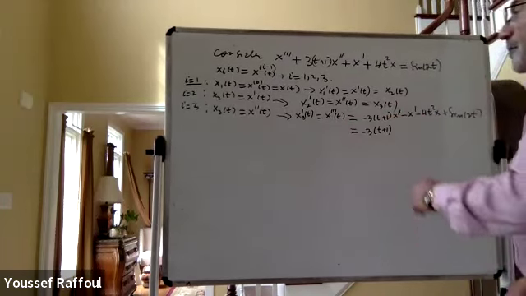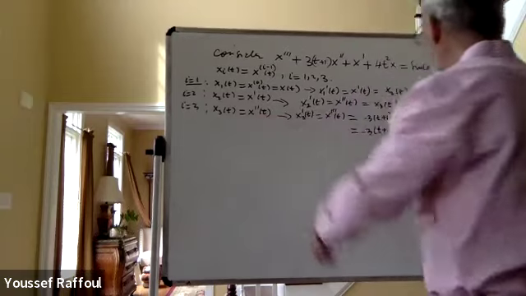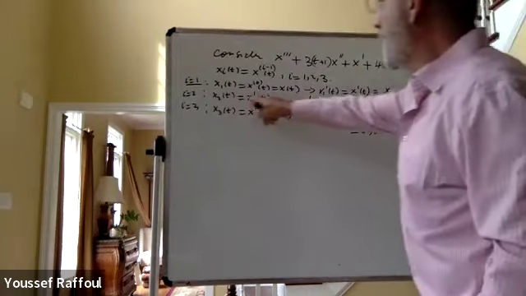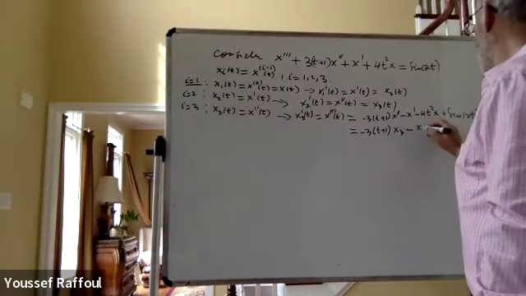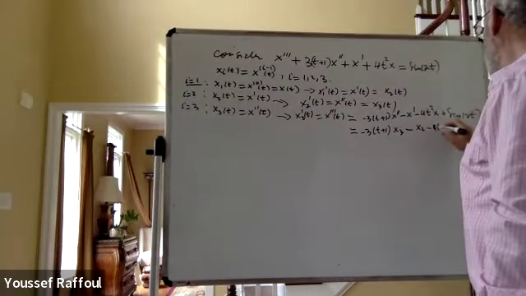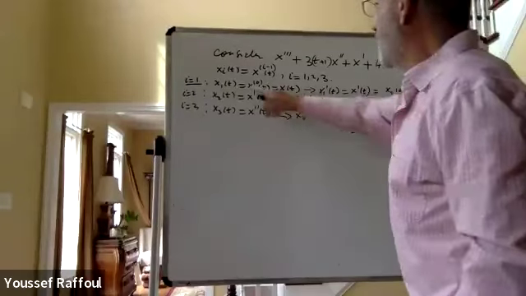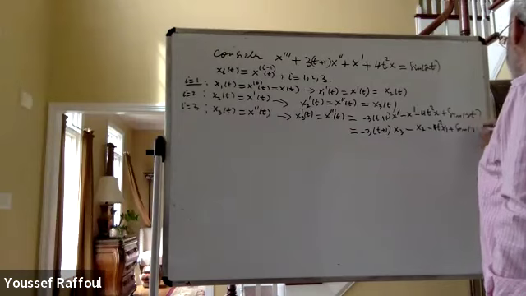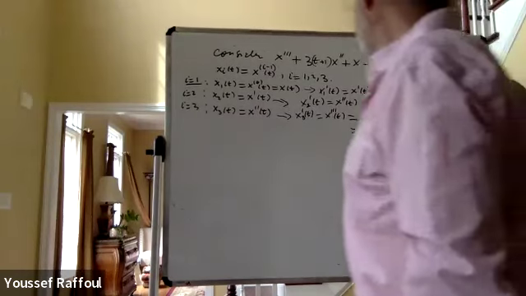x second equal x3, minus x prime is x2, minus 4t squared x is x1 plus sine 2t. So there is your system.